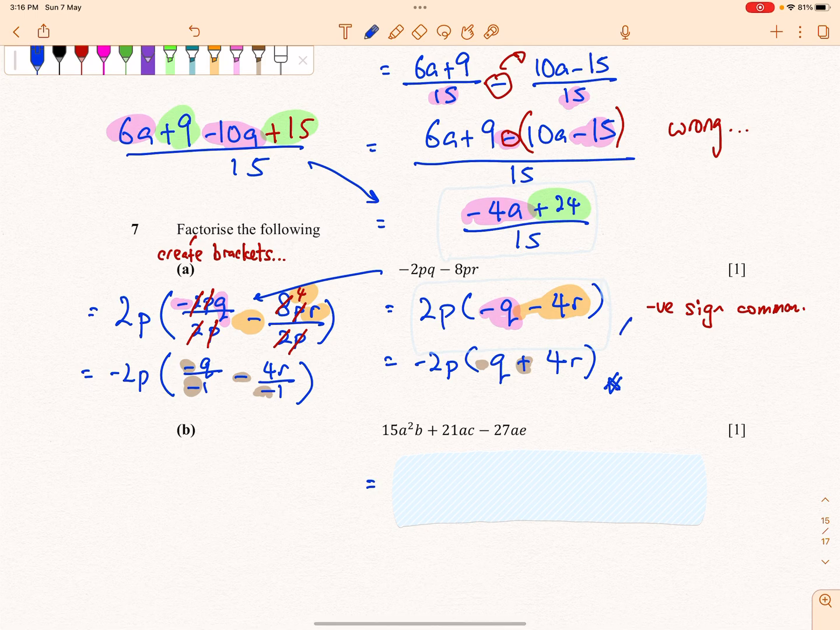Alright, so here you will get no marks, here you will get full marks. Let me change to red. Here you will get no marks, here you will get full marks. So you need to be able to answer it in this manner because this is factorized.